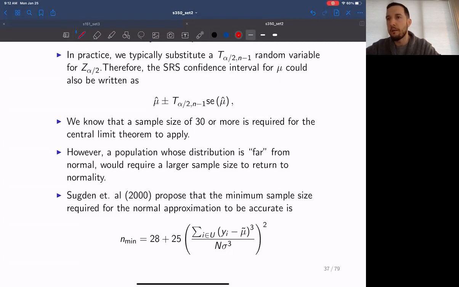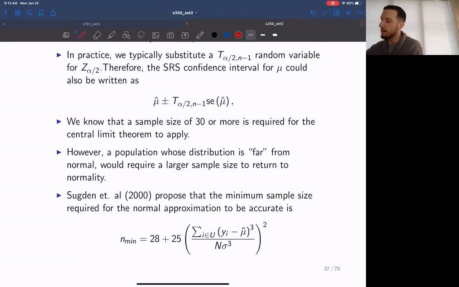And this was attributed to the lack of population information. So if we didn't have the population variance or population standard deviation, we would typically replace our z-score with the t-value to, in some sense, protect us from this lack of information. It would also give us larger confidence intervals in terms of length, because the t-values are typically greater than the z-scores for low degrees of freedom.